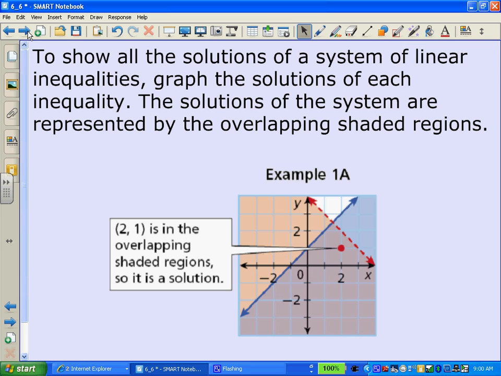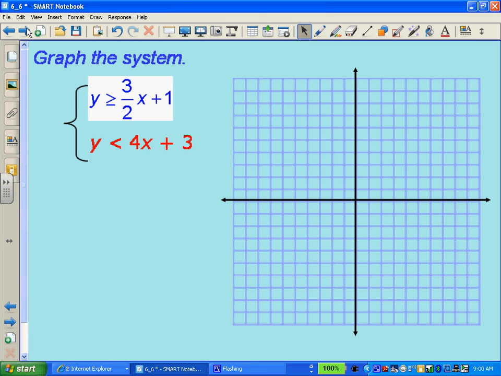Okay, now when we're graphing systems of inequalities, we graph each line and shade. You can see here in this example that where the shading overlaps, which would be in this purple area right here, is the solutions of the system. And so any ordered pair in that shaded region satisfies the system of inequalities. Let's do a couple of these here. We'll start out with this one.